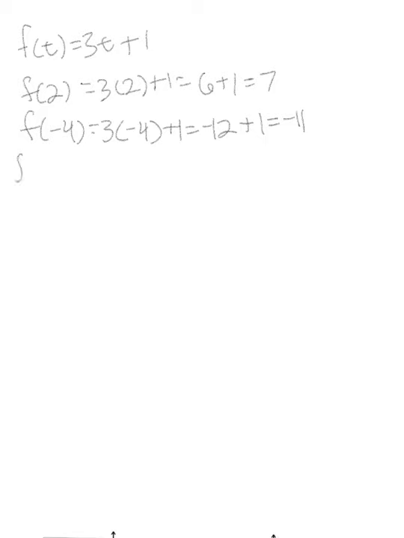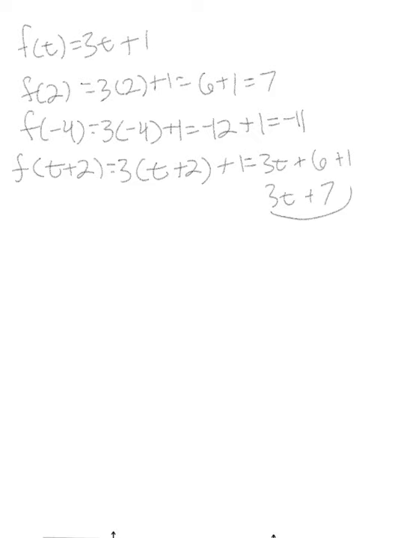Finally, third example, f of t plus 2. We just put the t plus 2 where there is a normal t, so that is 3 times t plus 2, plus 1, which equals what? 3t plus 6. Have to distribute the 3 evenly. Plus 1, so this gives us 3t plus 7 here on the bottom. So these are our 3 answers.